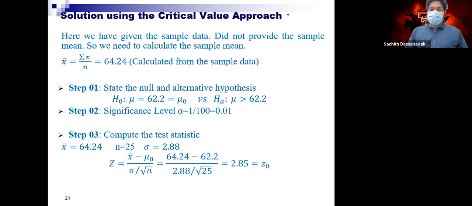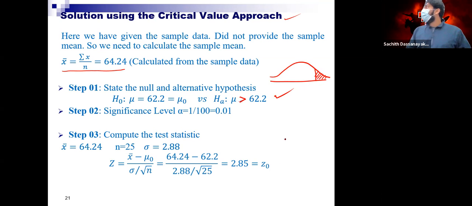First, the critical value approach. They have calculated x bar as 64.24. As they mentioned in the first step, H naught versus HA. Since it is greater than, this is a right tail test, which means like this.